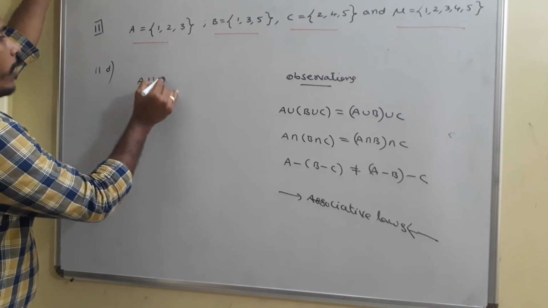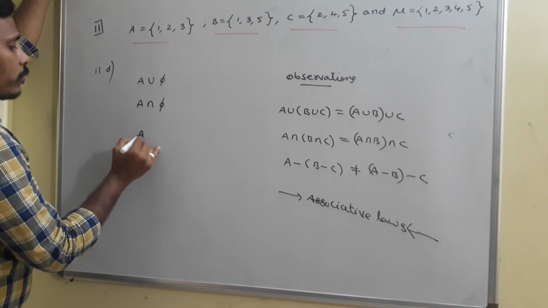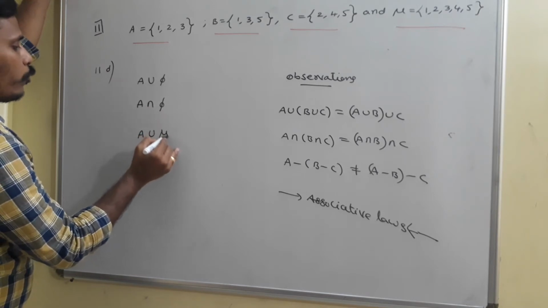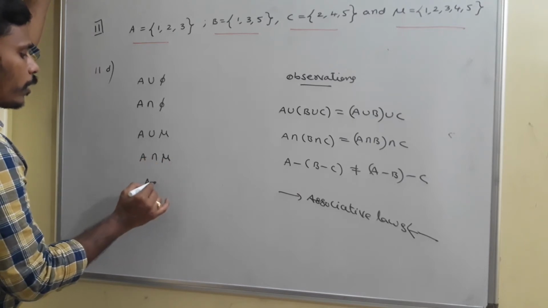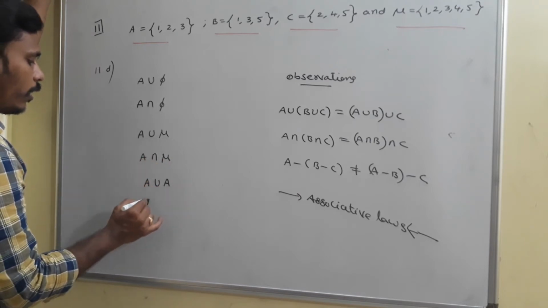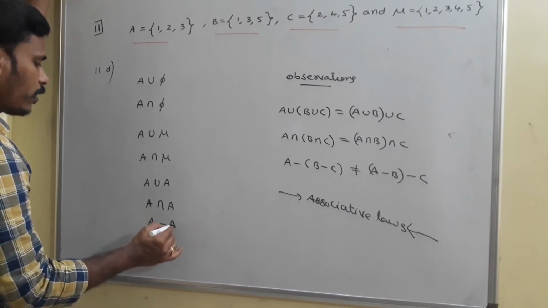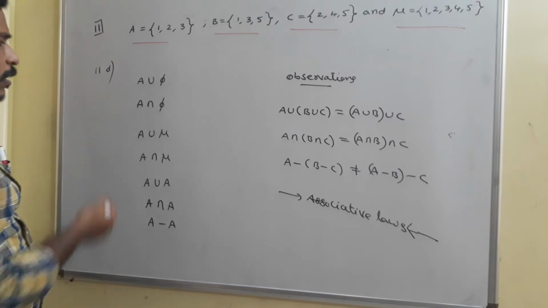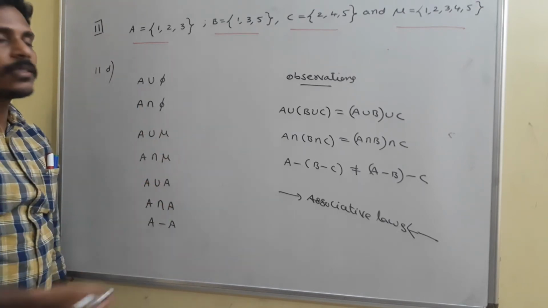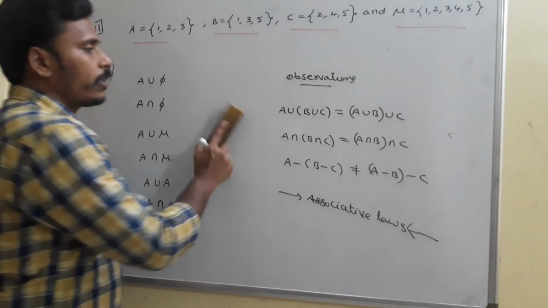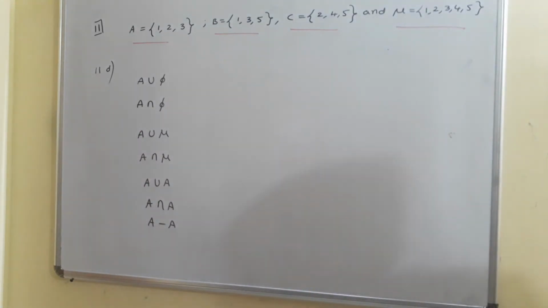A union of empty set, A intersection of empty set, A union of mu, A intersection of mu, and in particular A union A, A intersection A, A minus A, and all these things. Any set you may take. Here for example I took A, you just try to list the elements of these sets. Just write first and then I will give you the answers.